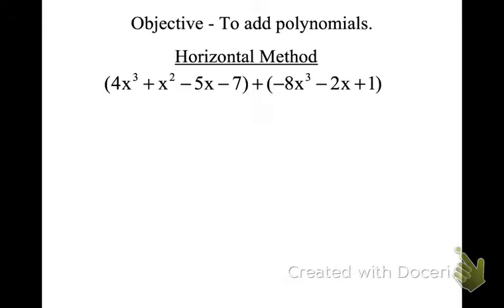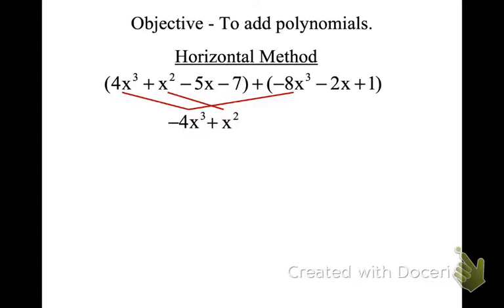What would my like terms be? What is the biggest one? We always start in order. Riley? It would be negative 8x to the third and 4x to the third. Negative 8x to the third and positive 4x to the third make how many x to the third? Negative 4x to the third. Okay, Amani, what would go next? The x squared. Good. Does it combine with anything? No, we're just going to list it.